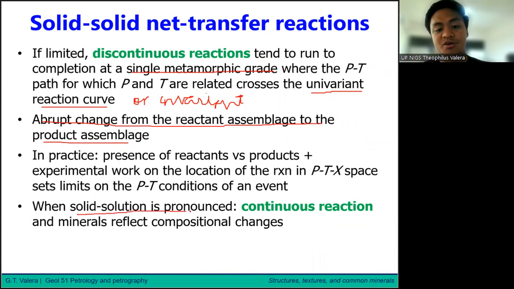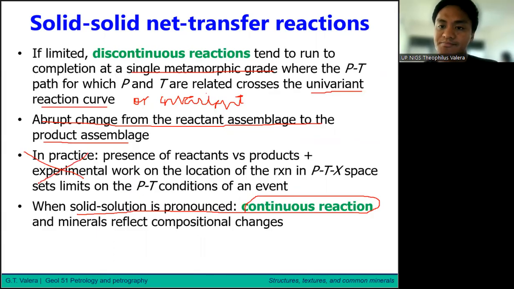When solid solution is pronounced, what happens instead is a continuous reaction. Okay? So in practice, presence of reactants versus products. Anyway, never mind this, it is for the grad class. Okay. So those are examples of discontinuous and continuous reactions.